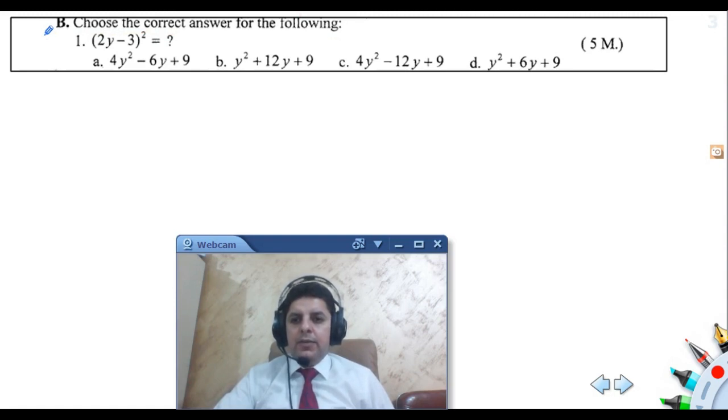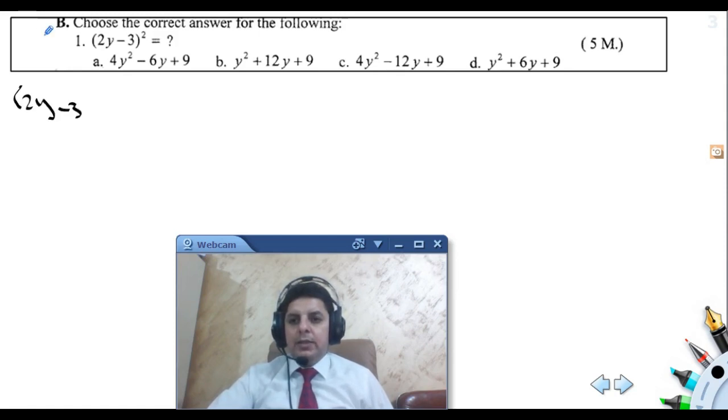A, 4y squared minus 6y plus 9, or B, y squared plus 12y minus 9, or C, 4y squared minus 12y plus 9, or D, y squared plus 6y plus 9. Look at that, the subject is perfect square.